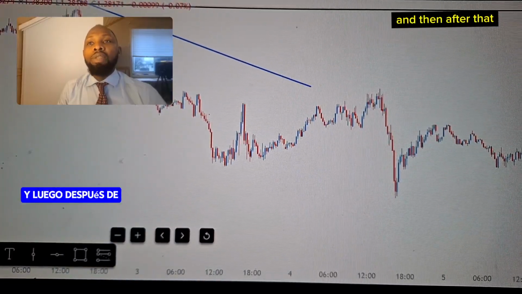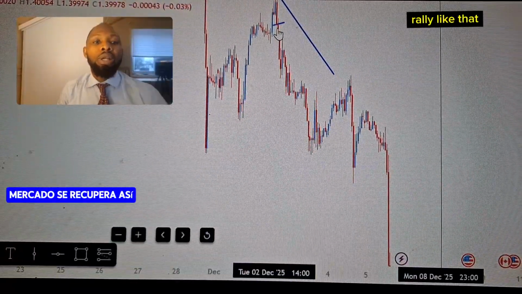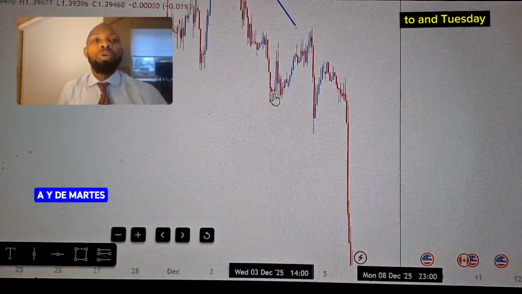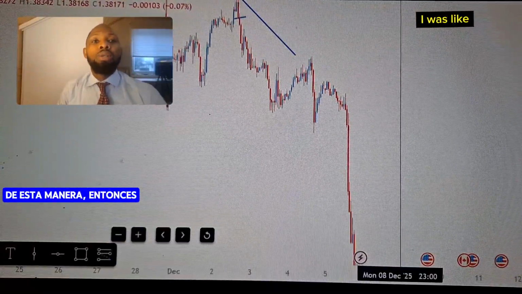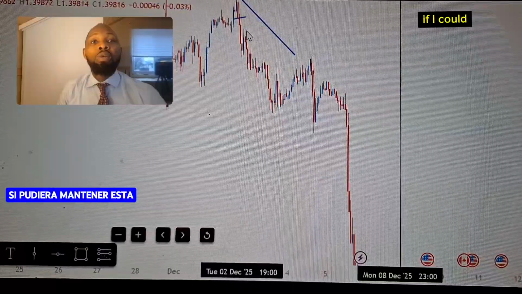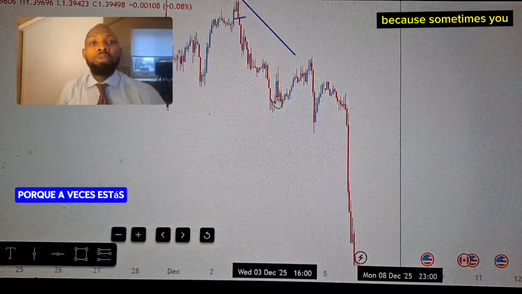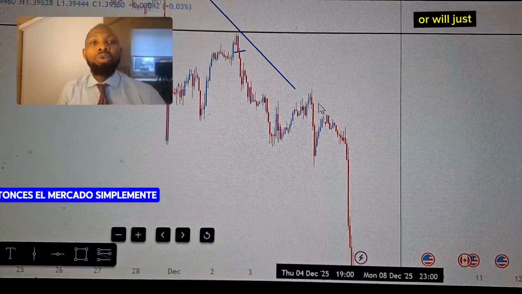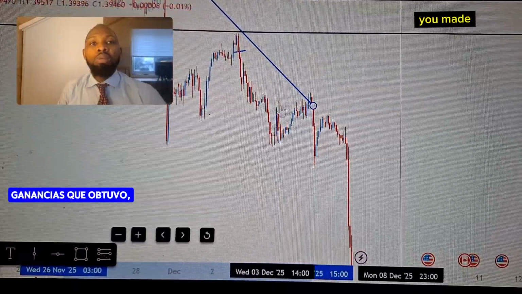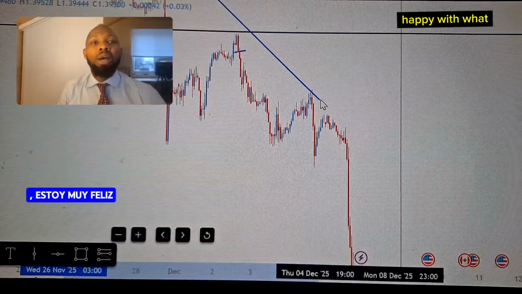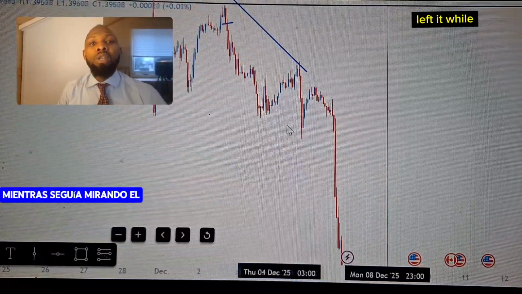And then after that, let me see which day the market rallied like that. It was on Tuesday to Wednesday. The market rallied this way. Then I was like, no problem. If I just hold this trade like this, I don't want to run the risk, because sometimes you are in this place, then the market will just go back and take all the profit that you made. But I was like, no, I'm very happy with what I got. I'm not going to be holding. So I just left it while still watching the market.